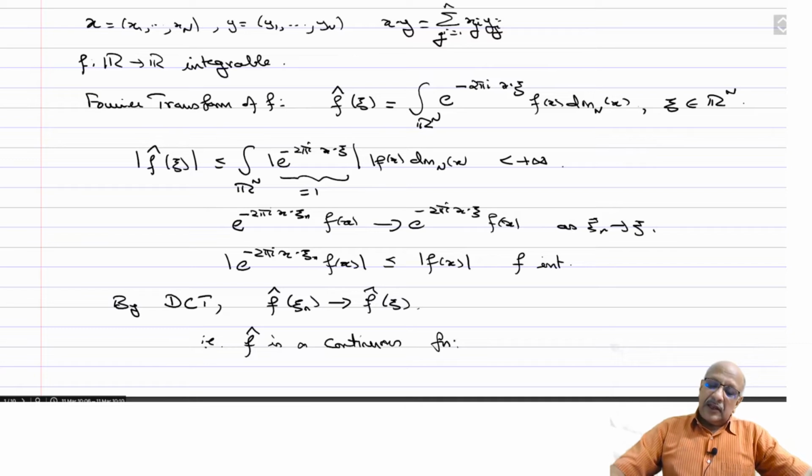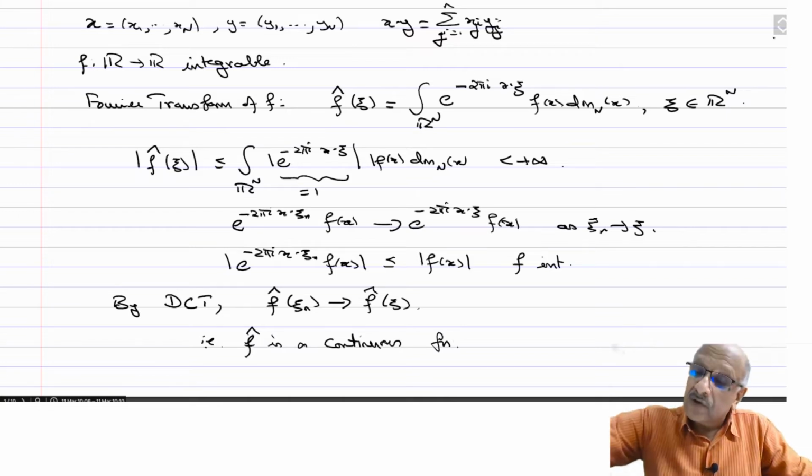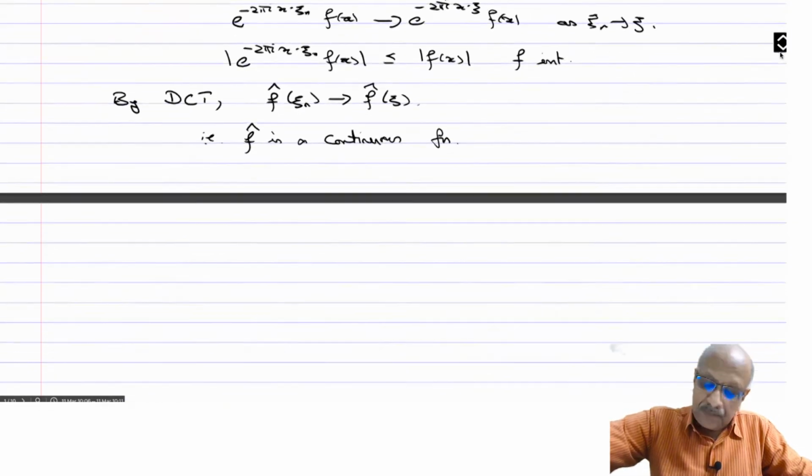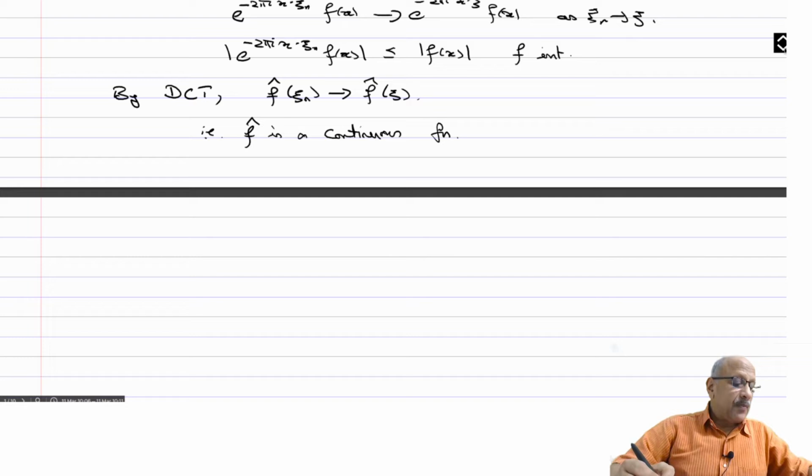So given an integrable function, the Fourier transform produces a continuous and bounded function. In fact, it is a bounded and uniformly continuous function, which can be proved also. Okay, so that is one example.